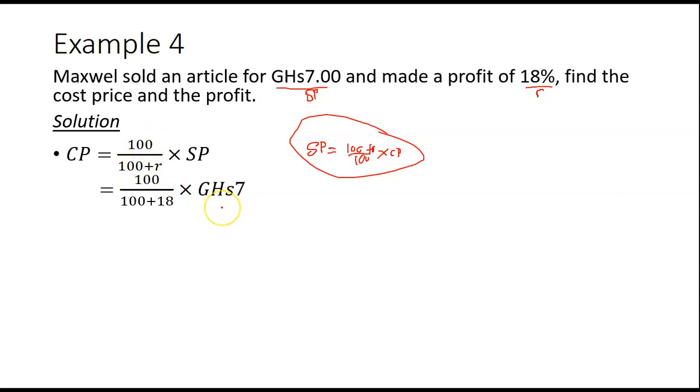So, when you do that, you have 100 over 118 times 7. And that gives you what? 5.93. Okay, so that's the cost price. The cost price is 5.93.